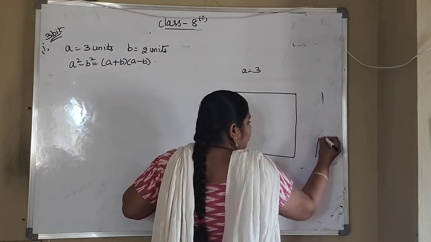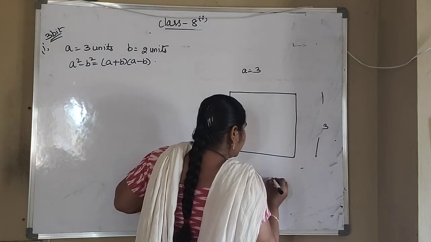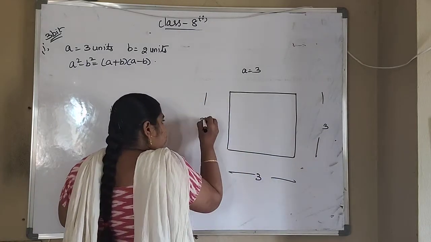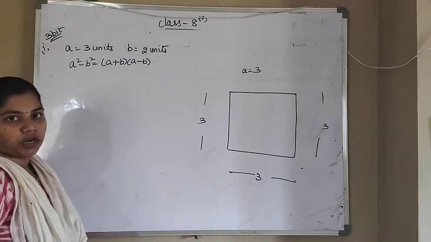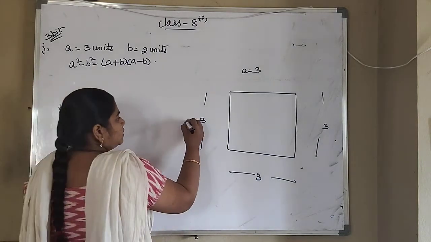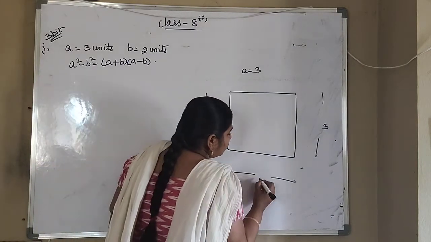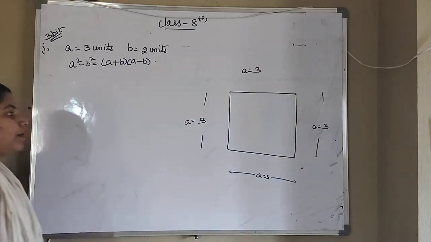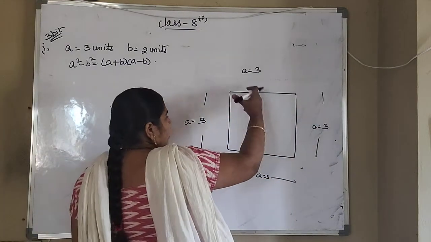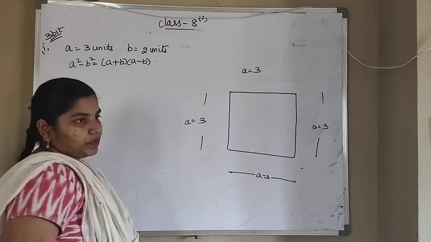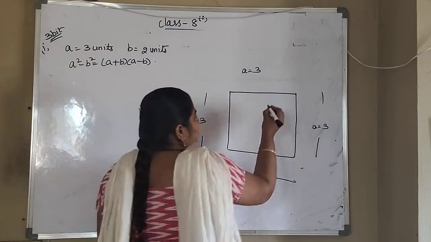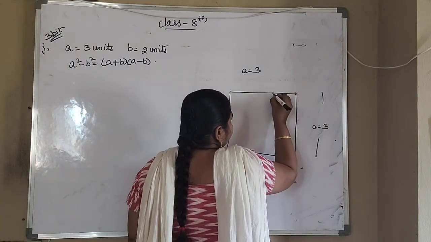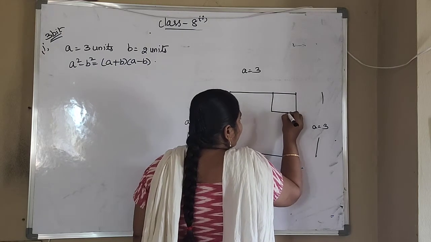From here to here 3, from here to here 3, from here to here 3. That is the A square you got now. Okay, A is equal to 3, here also A is equal to 3. From this A square we have to remove B square. What do we have to remove? B square. So I am taking one part here, from here to here it is the B value.